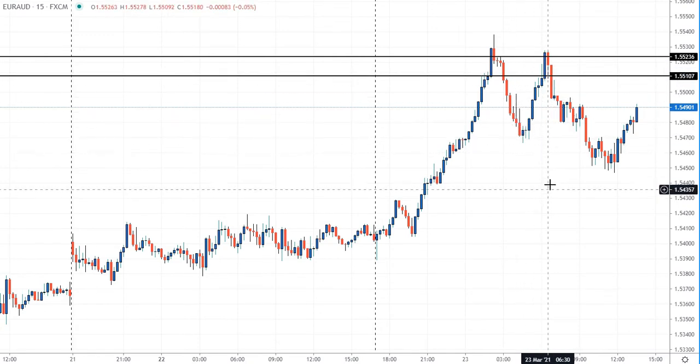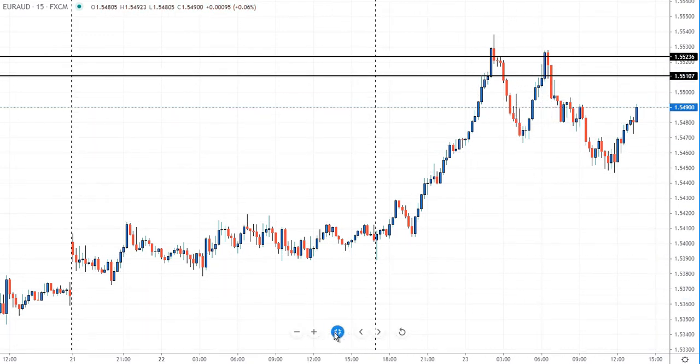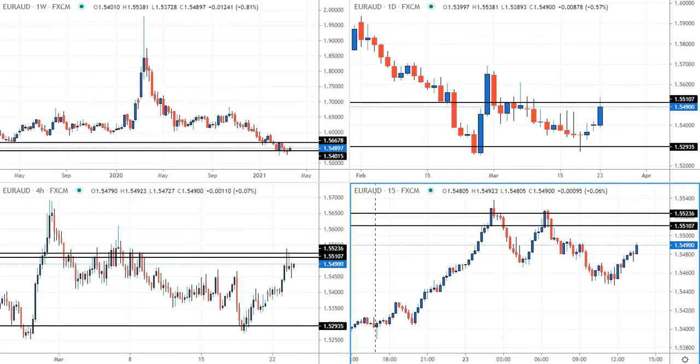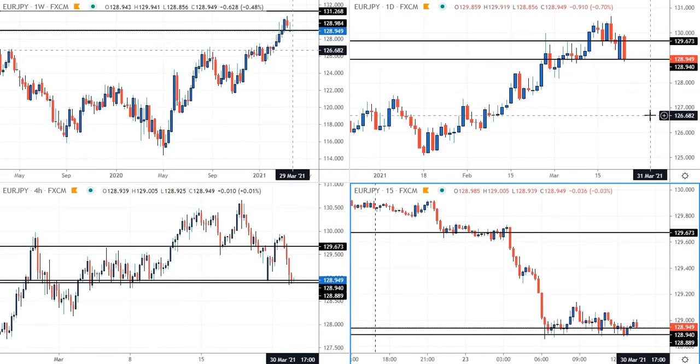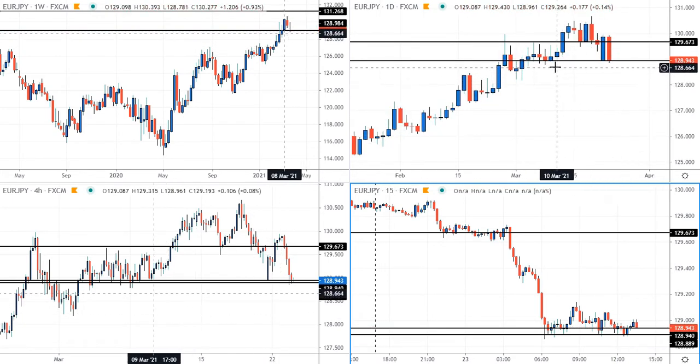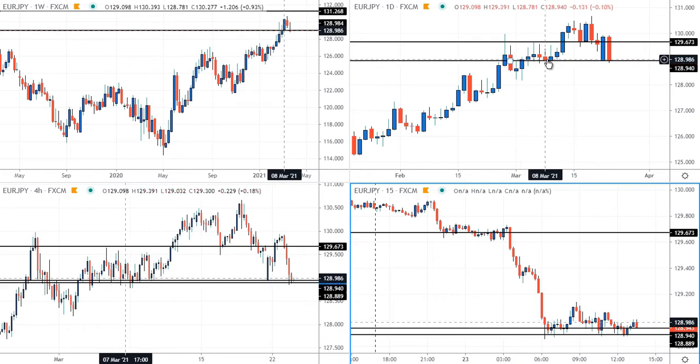So again, I don't know what would have happened on that one. On the Euro Yen pair, this pair is in an uptrend. I'll explain this tomorrow in the webinar. So I'm looking for a buy, and this is a really good level of support down in here.